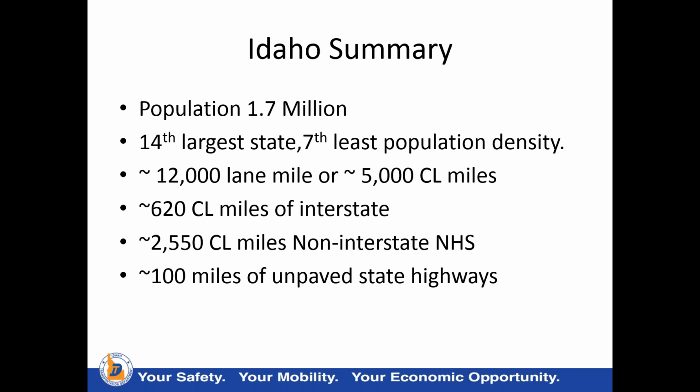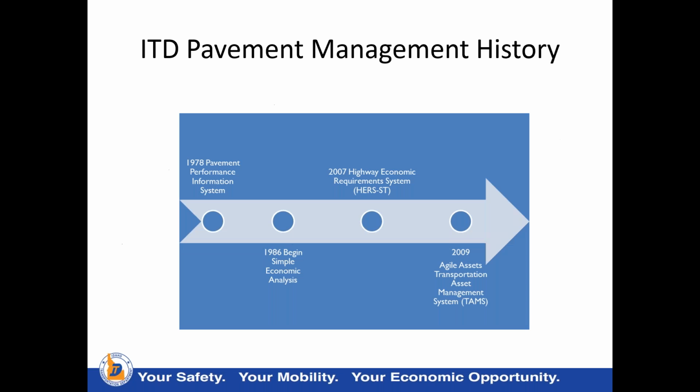ITD currently has about 5,000 centerline miles of roadway, which is comprised of about 600 miles of interstate and about 2,500 miles of non-interstate NHS. We also have about 100 miles of roadway that is unpaved that's part of the state system.